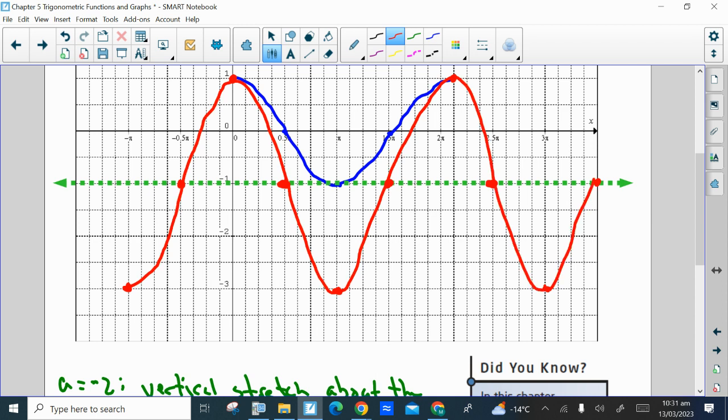So there's a partial graph of that function. It didn't ask us to write the domain and range, but let's do it anyways, just for the practice. Our domain doesn't change, but our range does. It goes from -3 to +1.